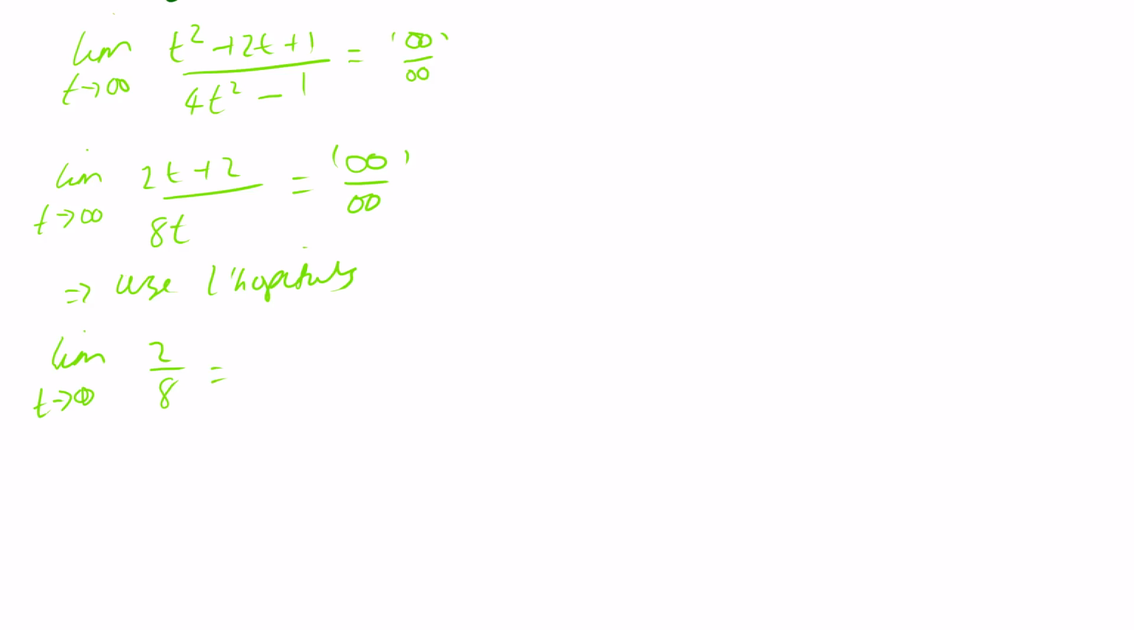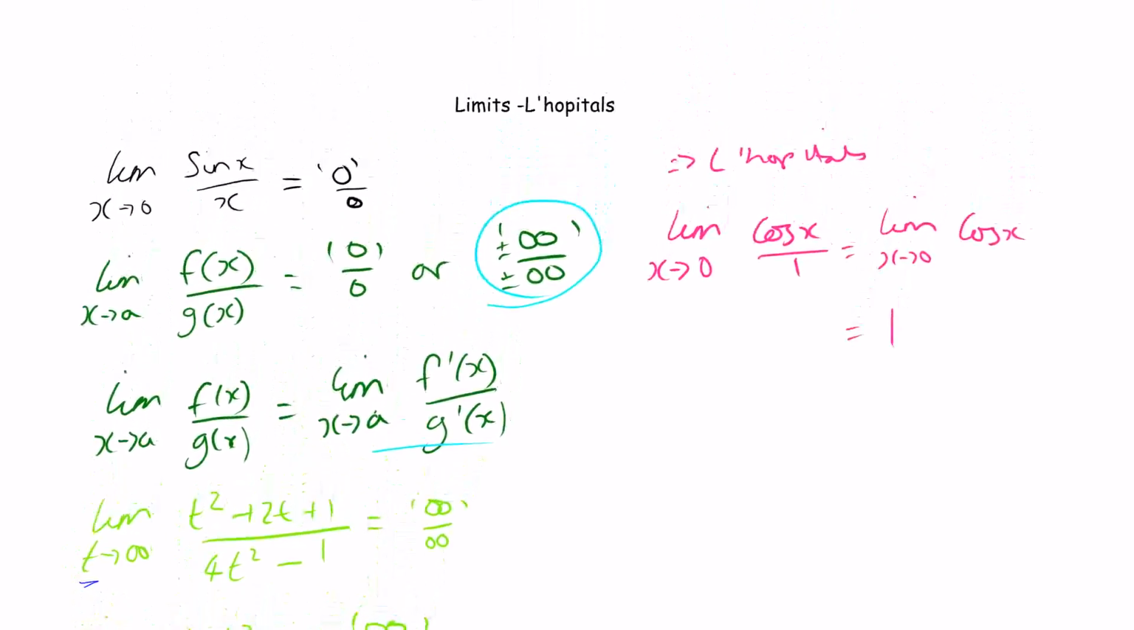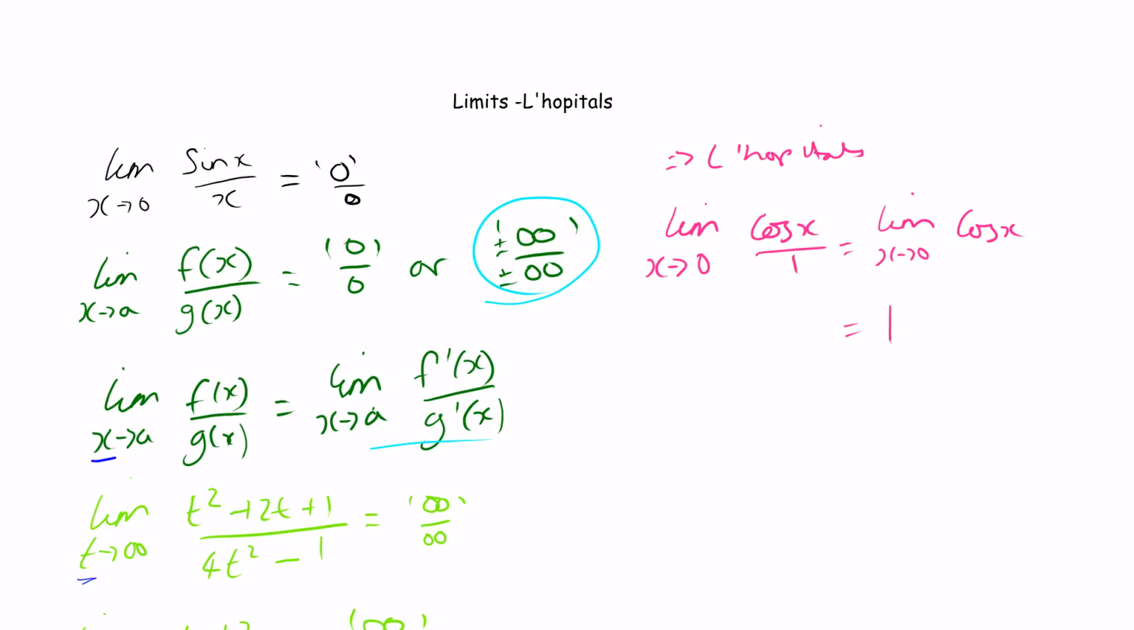Now 2 over 8 is equal to a quarter, which is a constant, so has no value of t in it, so we can say that the limit is just 2/8, a quarter. And that is our limit. We can have any variable here, it doesn't matter whether it's t or x. Head back up to where we wrote it down. It could be t, x, and it could be tending to any constant a here. So a is any real number, including 0, infinity, whatever. And it's when you can't find the limit, basically.